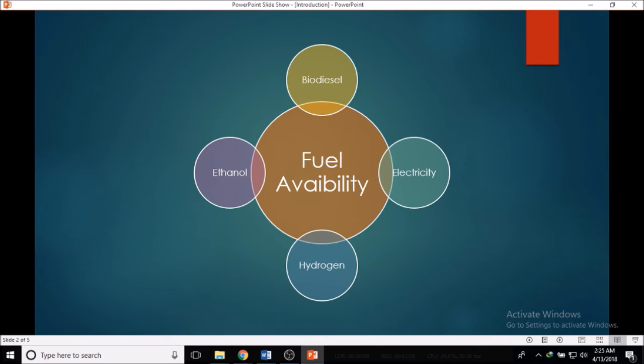Furthermore, ethanol. Ethanol is like biodiesel, but ethanol is blended with regular gasoline. For example, E10 contains 10% ethanol and 90% gasoline. E85 consists of 85% ethanol and 15% gasoline. Ethanol is used as an additive to increase octane and improve the emissions of gasoline.